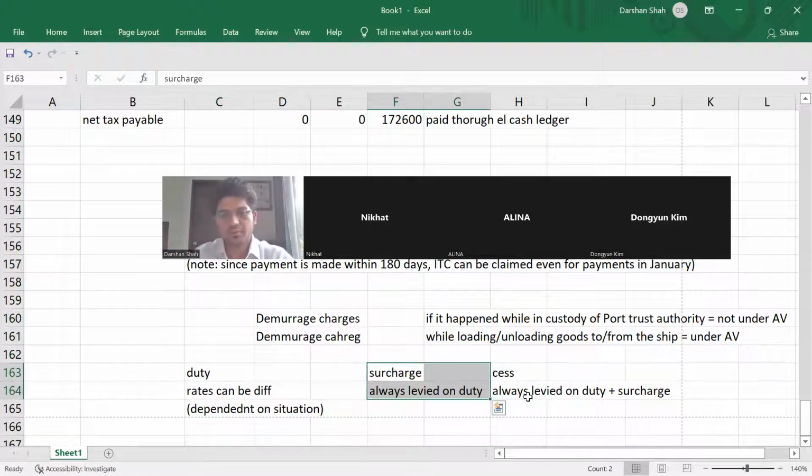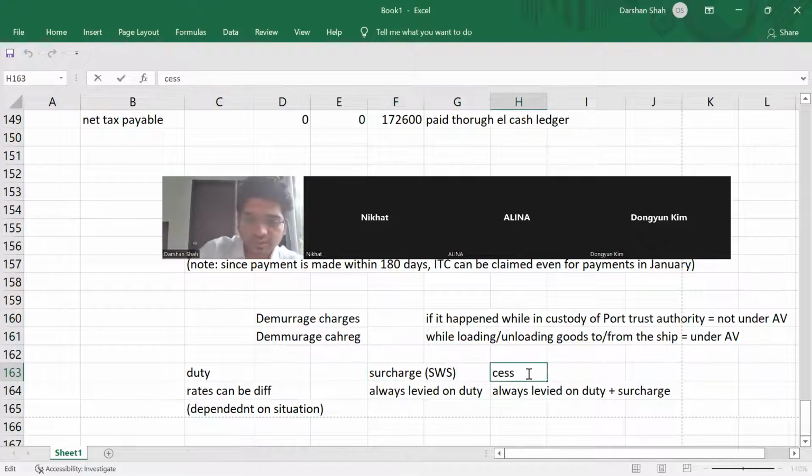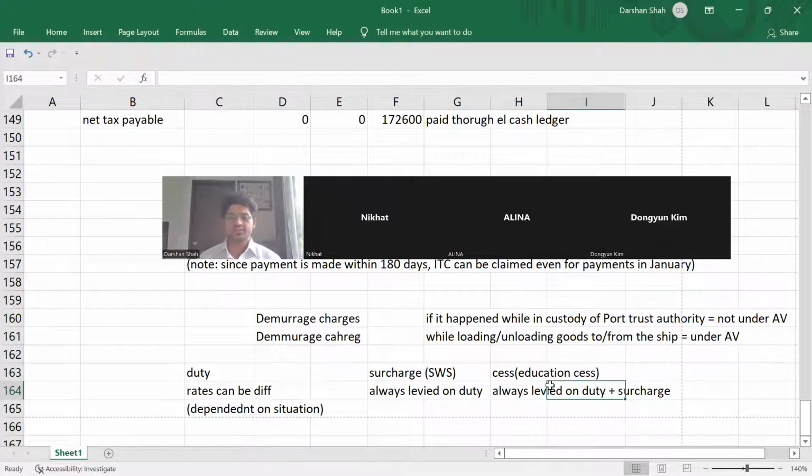See if this is clear now. So surcharge is the SWS. Surcharge is your SWS, right? And cess is the education cess. Because the government is making so much information available to you, the government charges you education cess.